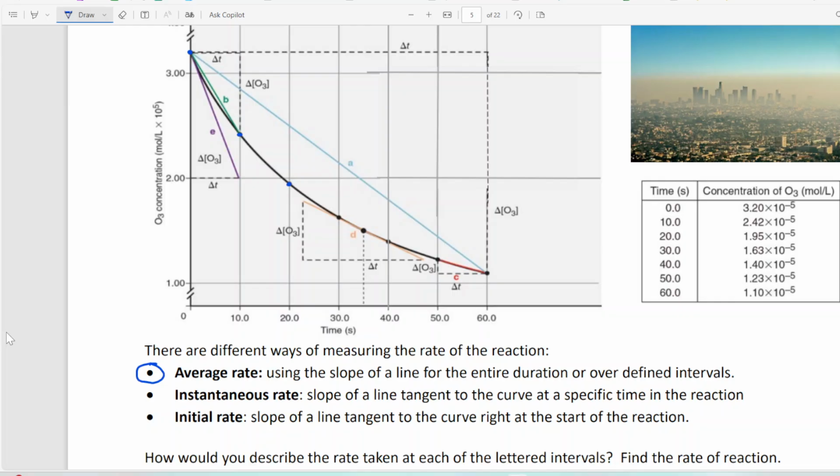So for example, if you looked at this A, A is a straight line starting at time 0 and concentration 3.2 times 10 to the negative 5, and ending down here at 60 seconds, at a concentration of 1.1 times 10 to the negative 5. So it's this straight line path, not following the curve, that we could then find the slope of, and it would be an average rate. So let's do that first.